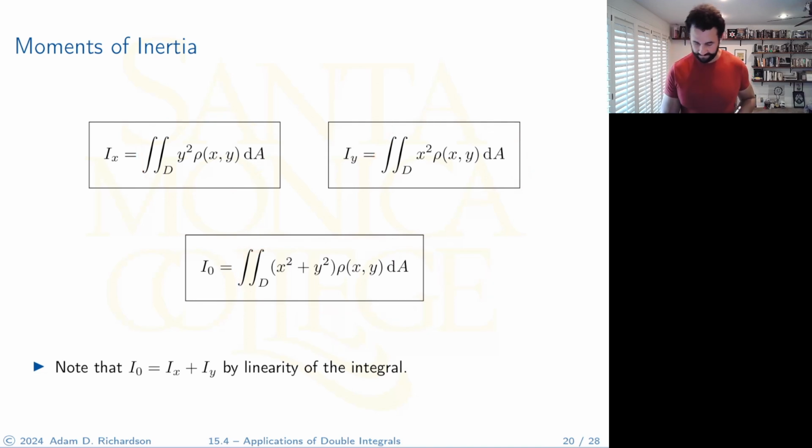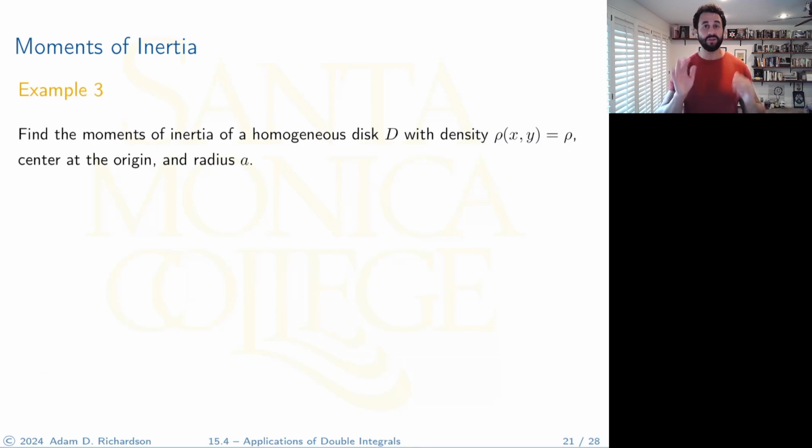Okay. All right. Now, here's another one that I want you to try on your own first, and then we will do it together. Find the moments of inertia of a homogeneous disk D with density rho equals rho, center at the origin, and radius a. Here our density function is uniform. So the density does not depend on your location in the region. It is a constant. The density is fixed.